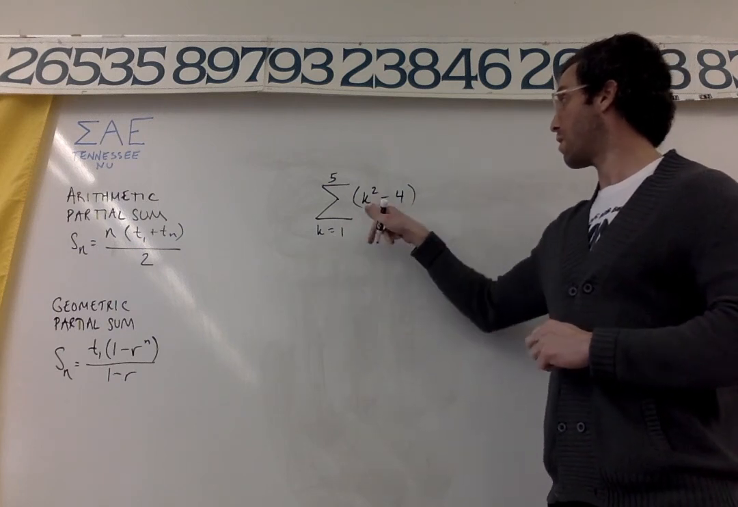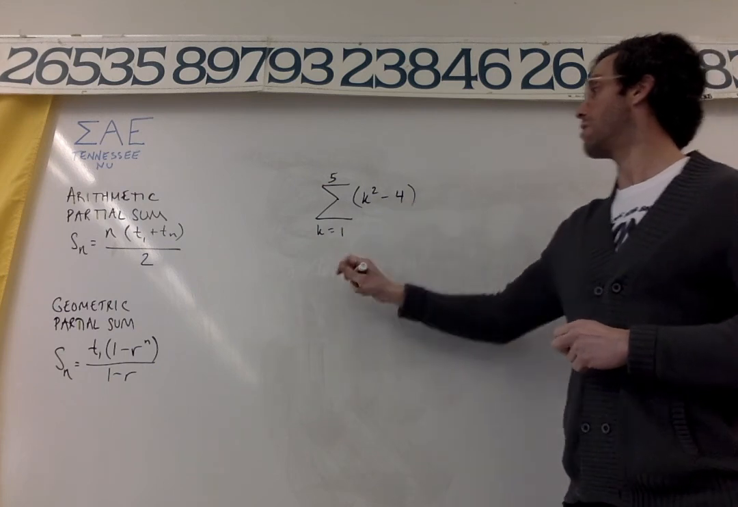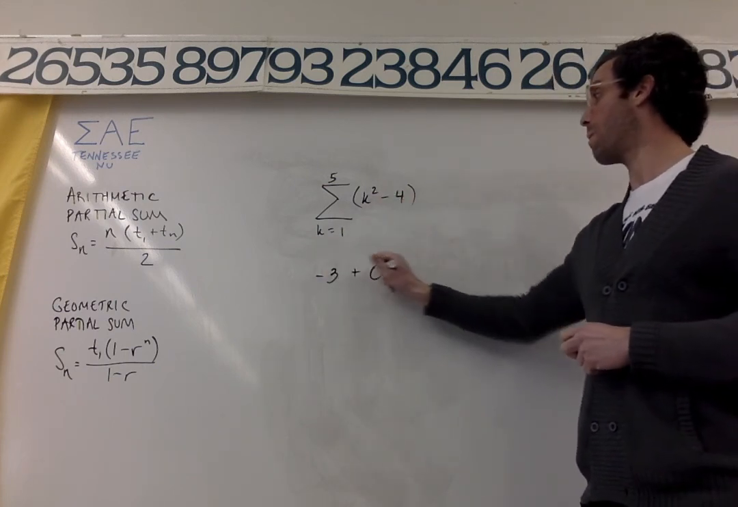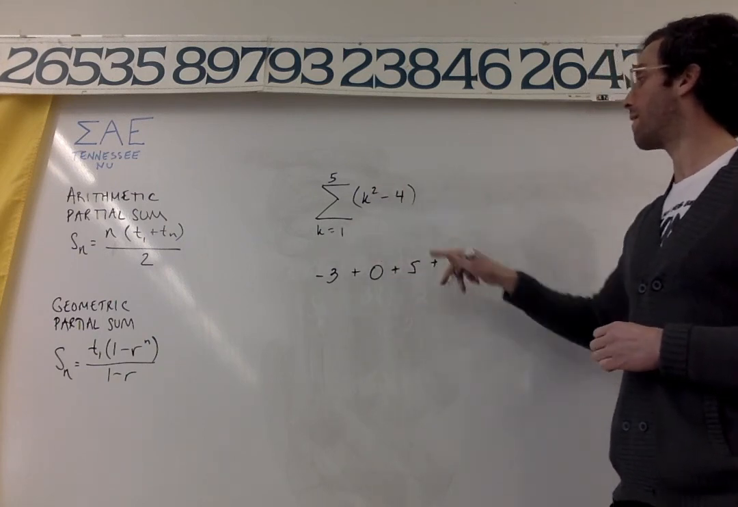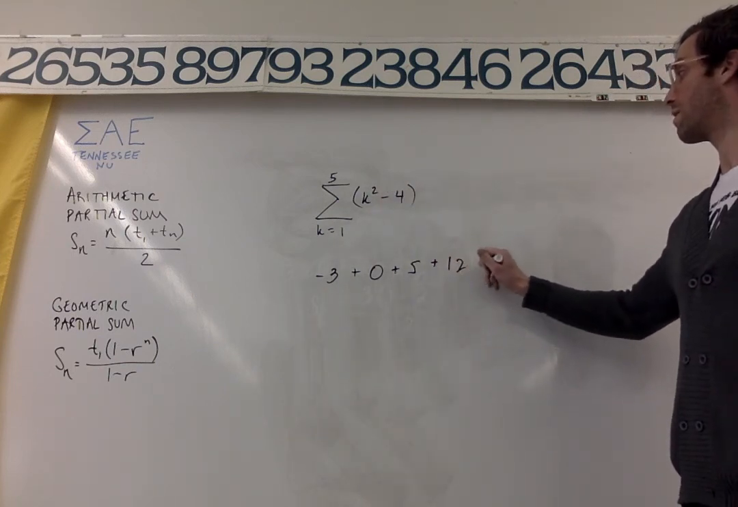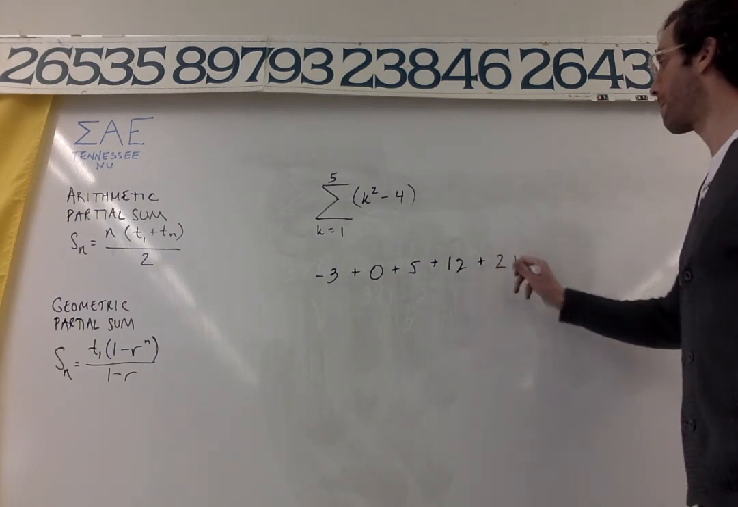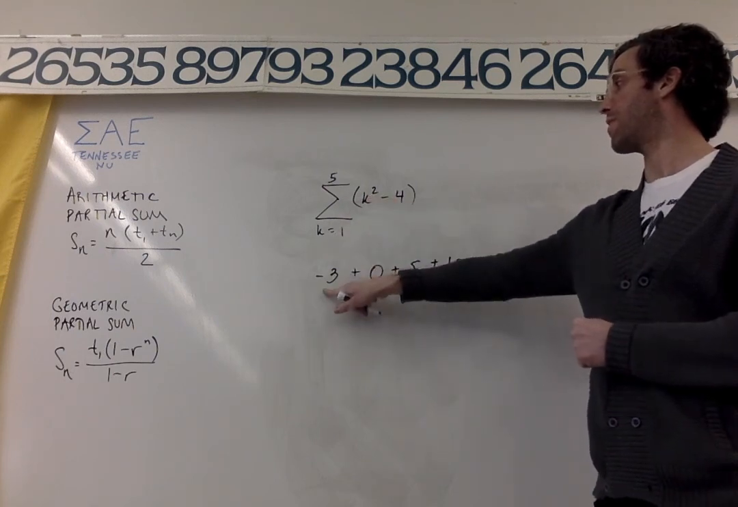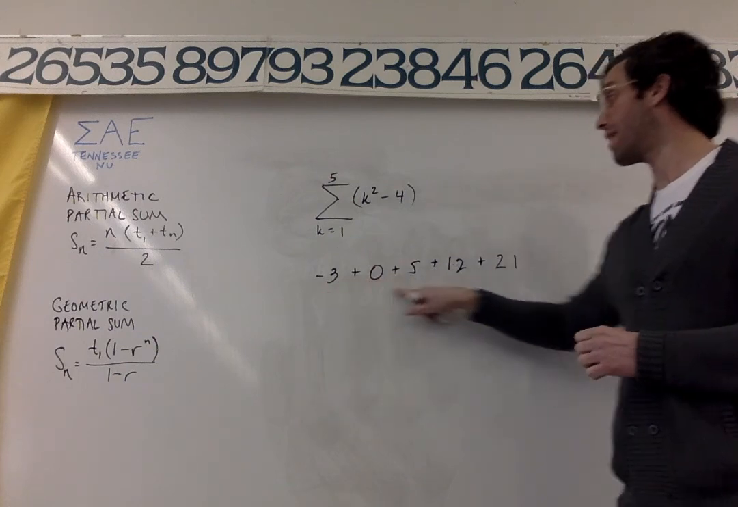So this would be 1 squared minus 4 is negative 3, right? So our first term is negative 3. 2 squared minus 4 is 0. 3 squared minus 4 is 5. 4 squared minus 4 is 12. And last, 5 squared minus 4 is 21. Right? So we have plugged in 1 to get this, plugged in 2, plug in 3, plug in 4, plug in 5, and then now we would just physically add these up.